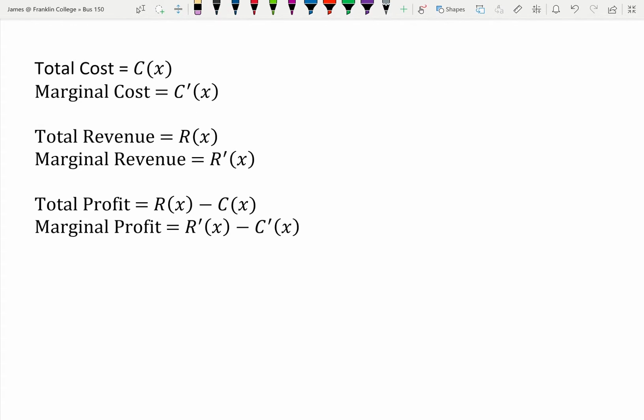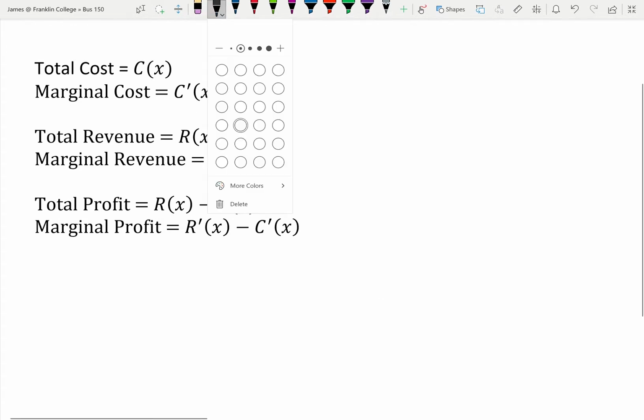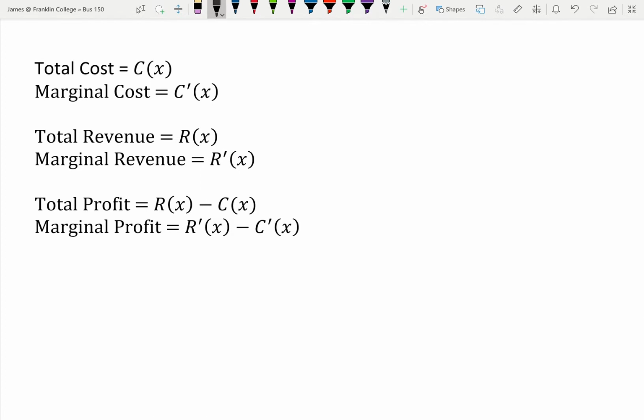And then let's talk about revenue. So we have our total revenue equation, which will be denoted by R of x. And then the marginal revenue equation is just the first derivative of our total revenue equation. And then our profit equation will be revenue minus cost. And our marginal profit will be marginal revenue minus marginal cost.